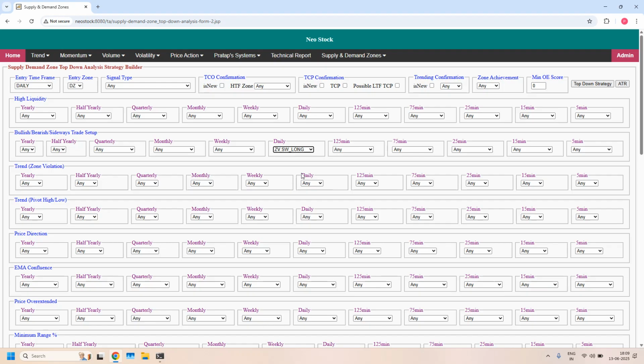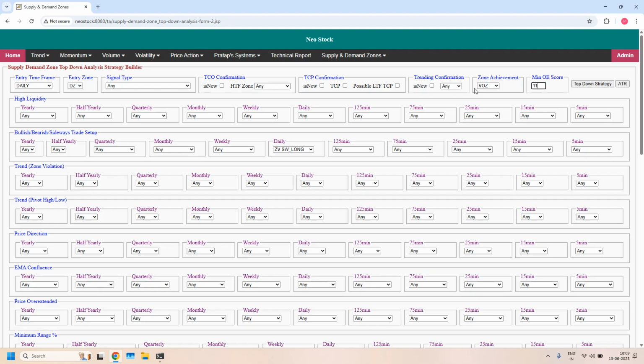I am selecting sideways long, and the zone achievement should always be violated opposing zone, and the minimum odd enhancer score for sideways trade setup should be 11. Now both these filters, zone achievement and minimum odd enhancer, but I am not selecting pierced zone, the third parameter, only for daily, but 75 minutes onwards we will filter based on that. Because pierced zones, anything you identify from this list, you can apply pierced zone strategies rather than using bullish, bearish or sideways trade setups.